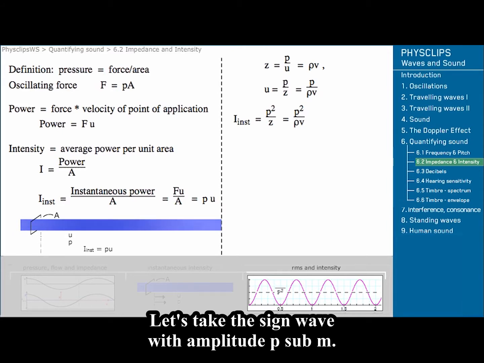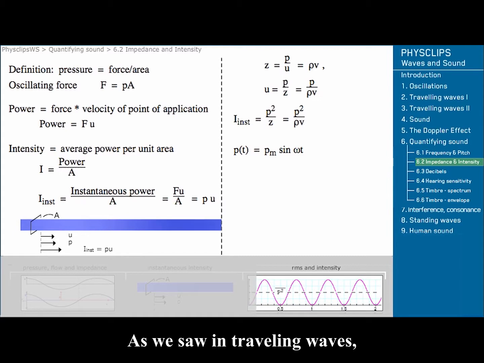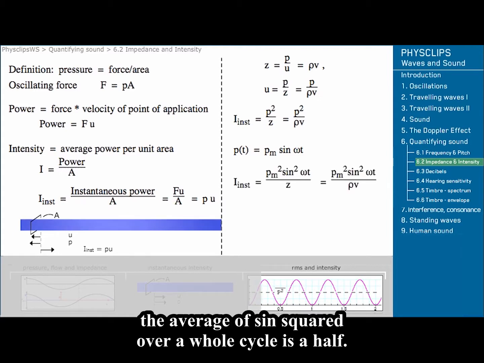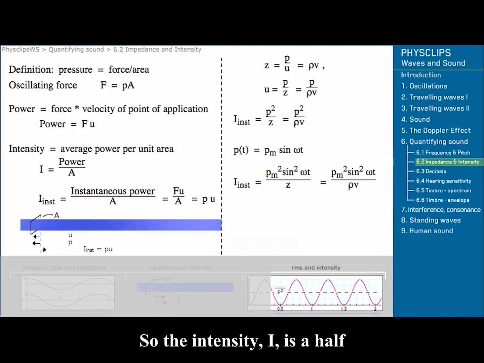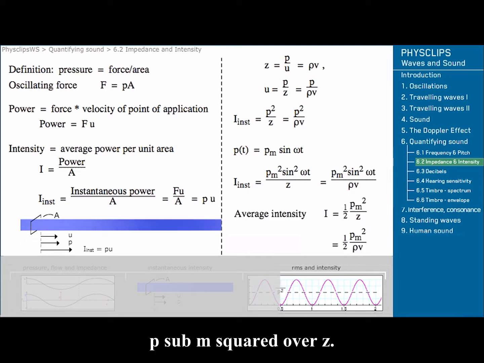Let's take the sine wave with amplitude P sub m. As we saw in travelling waves, the average of sine squared over a whole cycle is a half. So the intensity I is a half P sub m squared over z.